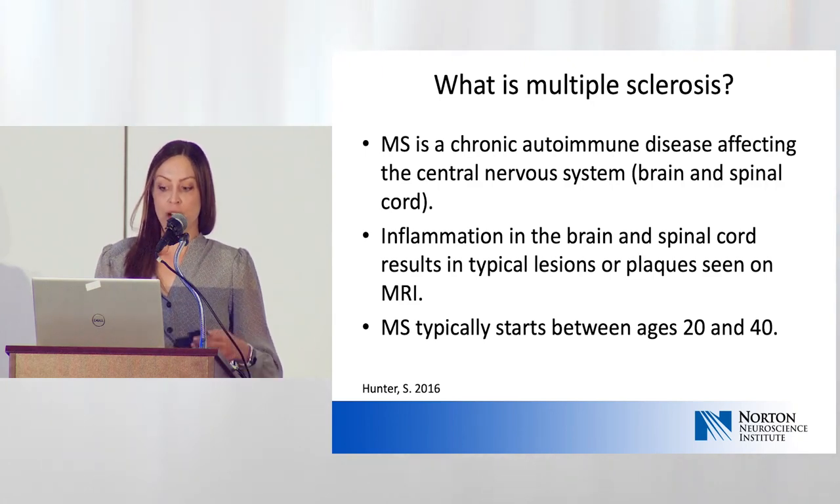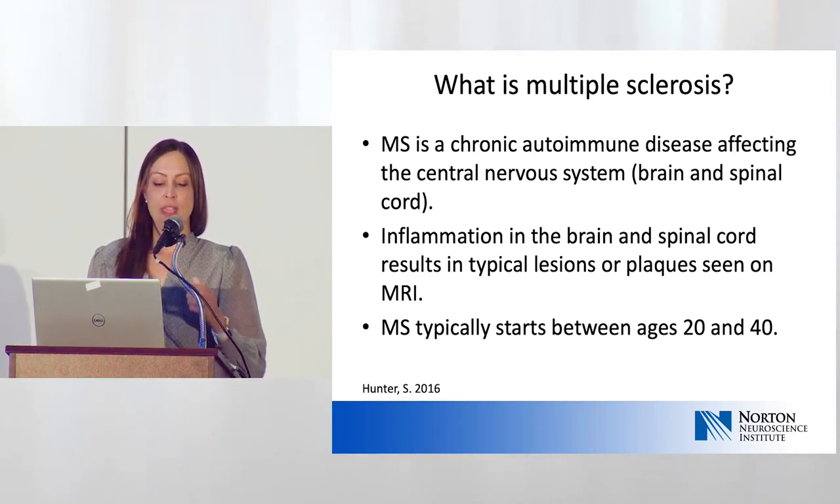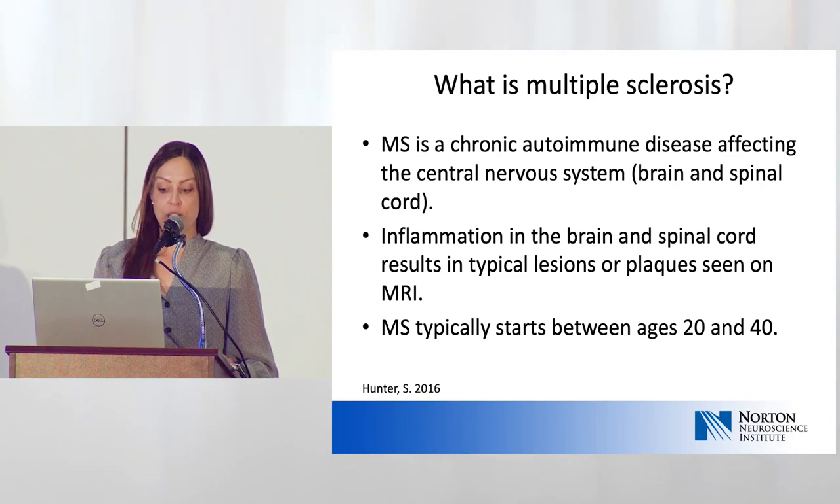So I know that a lot of you are very familiar with this information, so we'll go through it a little bit broadly. MS is a chronic autoimmune disease that affects the central nervous system, or the brain and spinal cord. What happens in MS is inflammation occurs in the brain and spinal cord, and it causes these typical lesions or plaques seen on MRI. This happens because immune cells are attacking the coating that goes on axons. Axons are a part of nerve cells or neurons. It causes damage to the myelin sheath and also to the neurons themselves. All right. And we know that multiple sclerosis typically is diagnosed between ages 20 and 40.